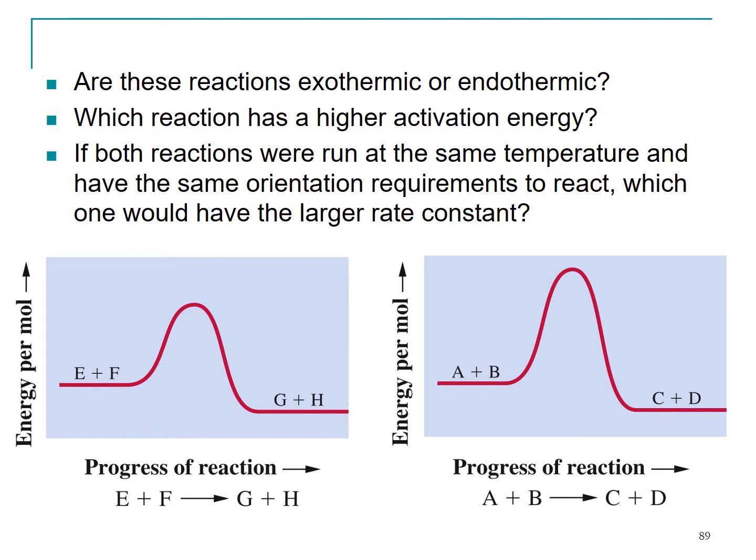Now, if both reactions were run at the same temperature and have the same orientation requirements, which one would have the larger rate constant? Well, that one's a little more complicated, but a larger rate constant would mean that the reaction goes faster. So which one of these, the reaction goes faster? The one on the left, because it has the lower hump. So it has larger rate constant, faster reaction, lower hump.